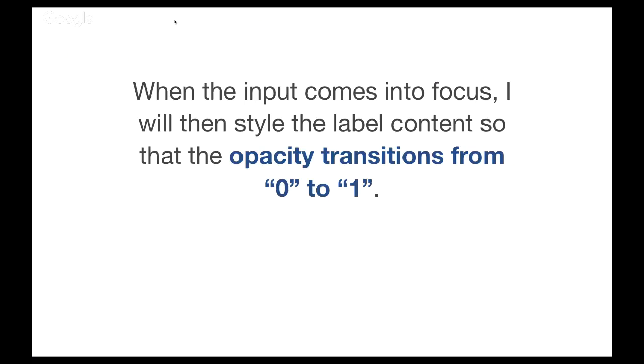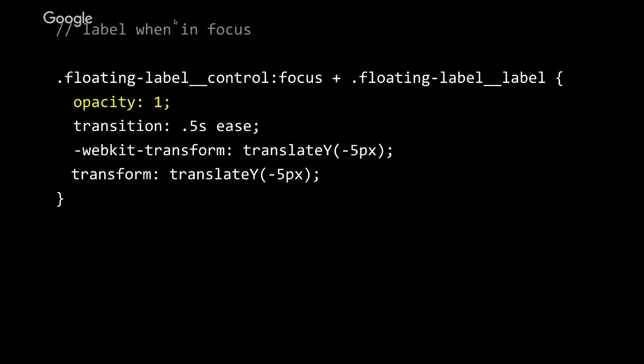And what happens then is when it comes into focus, we can set the opacity to 1, and we can use transition to ease it up a little bit and move it so that it comes into being opaque, and then you've got that slide animation up to minus 5px from where it was.